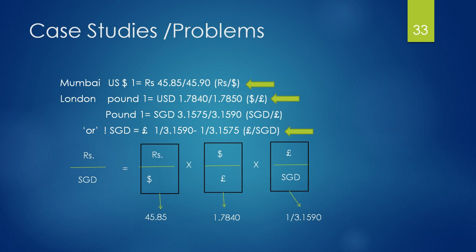So from here we can put the value of pound per SGD. So we finally got all the values, and let's substitute these values into this cross currency equation. Since we have to use bid rate, we get 45.85 into 1.7840 into 1 upon 3.1590. So we finally get 25.89313.